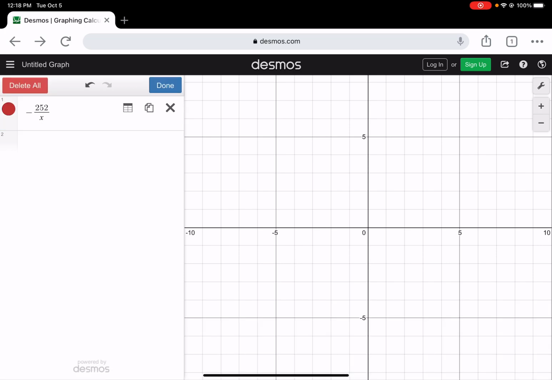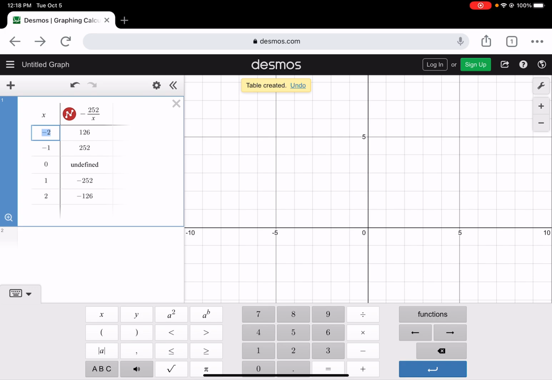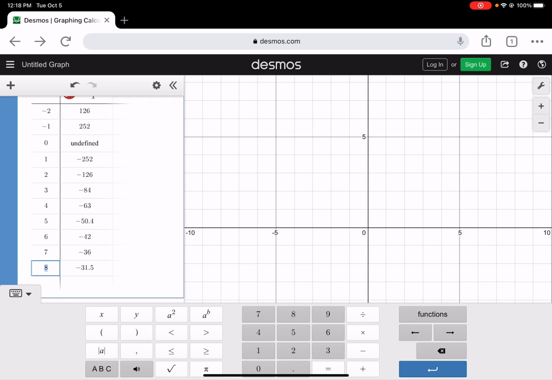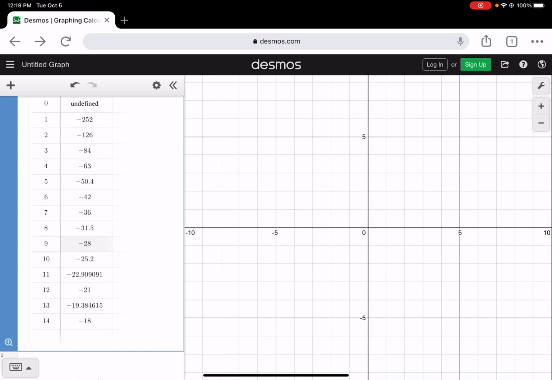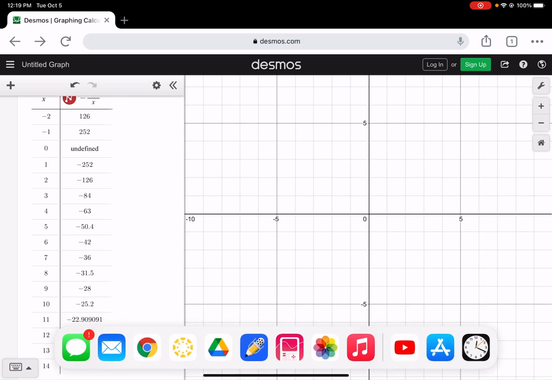I can hit this cog wheel up here, go to the table, and just start plugging in different values: 3, 4, 5, 6, 7, 8. Oh, look, 7 would have worked too. Oh, duh, because we multiplied it by 7. 9 would have worked. 12 would have worked. 18 works. I mean, they don't work as an answer, but they work as options for multiplication. So we are going to stick with our 6 and negative 42.